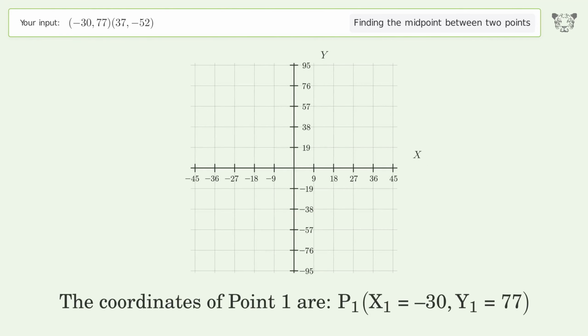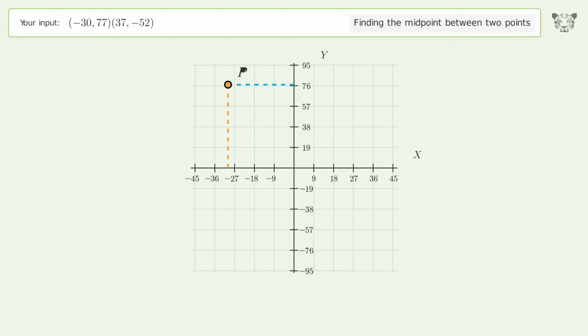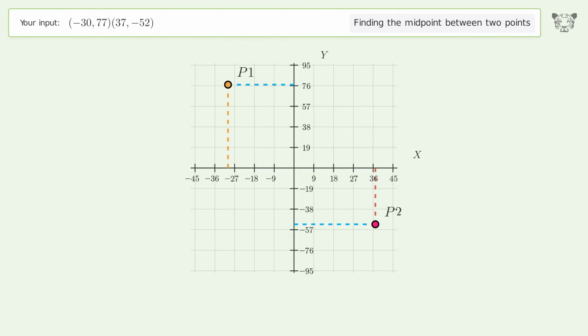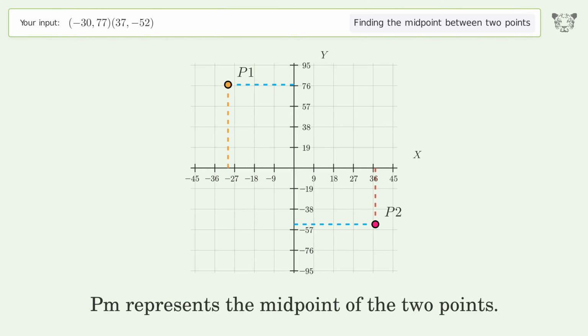The coordinates of point 1 are, x1 equals -30, y1 equals 77. The coordinates of point 2 are, x2 equals 37, y2 equals -52. PM represents the midpoint of the 2 points.